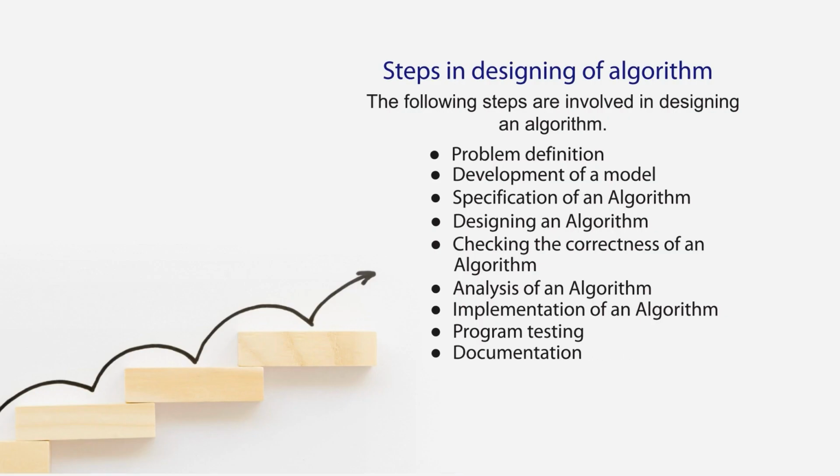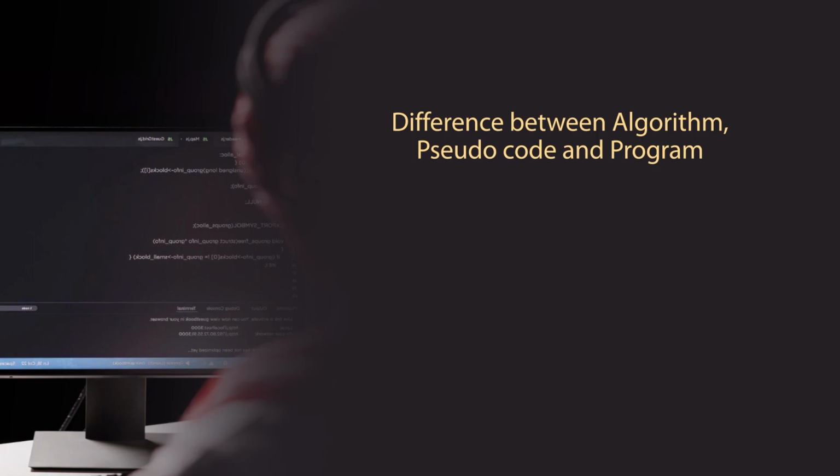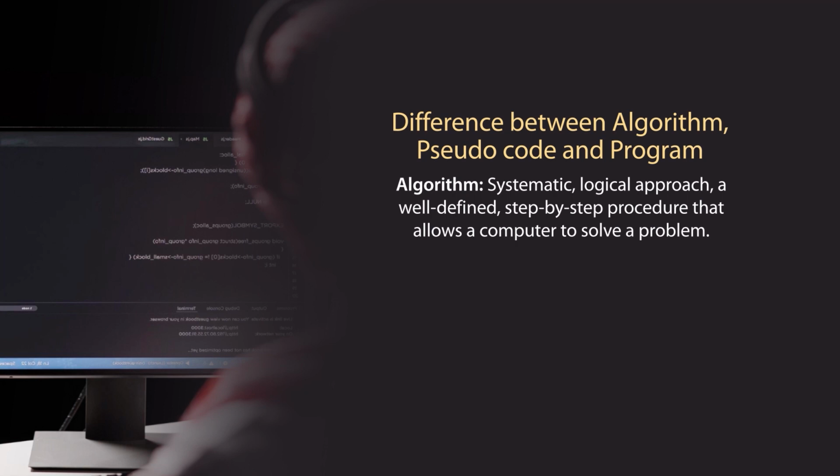Documentation means, in any software, the readme file. So, the readme file is your documentation part. So, these are the steps involved in designing an algorithm. Generally we get confused about the algorithm, pseudocode and program, so I want to specify these three terms. Algorithm means a systematic or logical approach, a well defined step by step procedure that allows a computer to solve a problem. So, algorithm means it is a systematic and logical approach and a well defined procedure, that means unambiguous steps will be there.